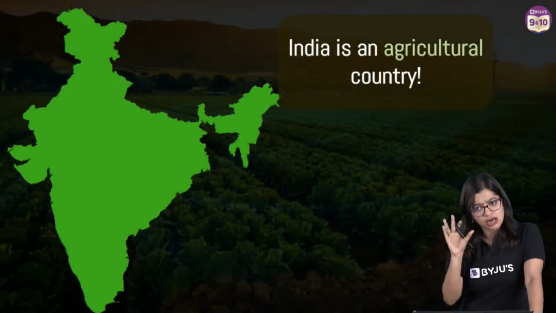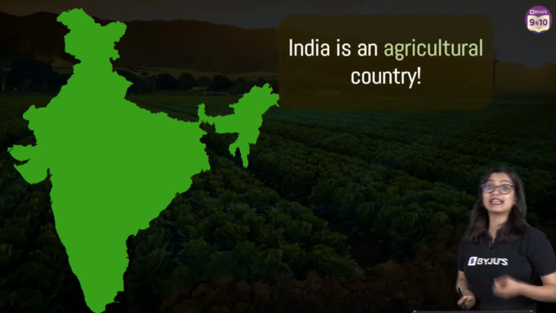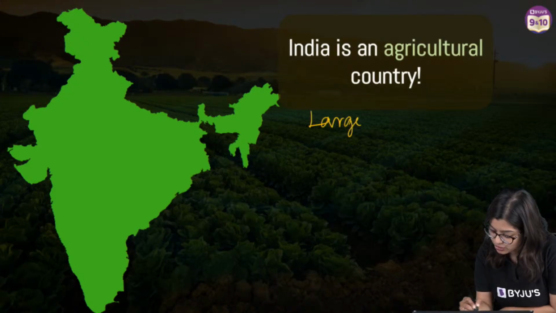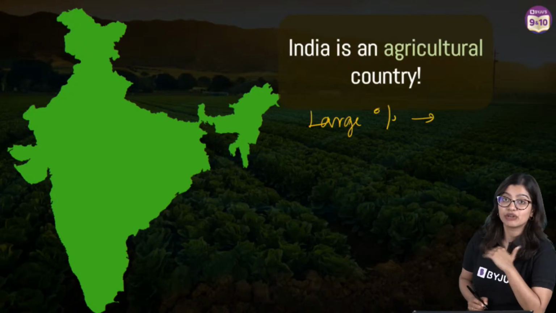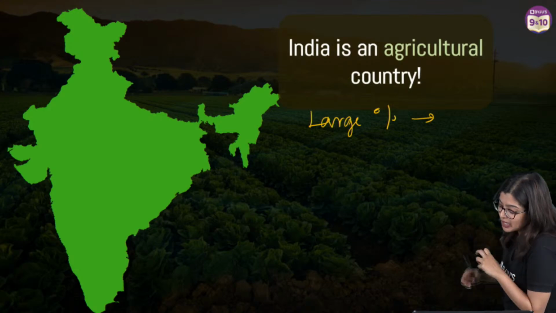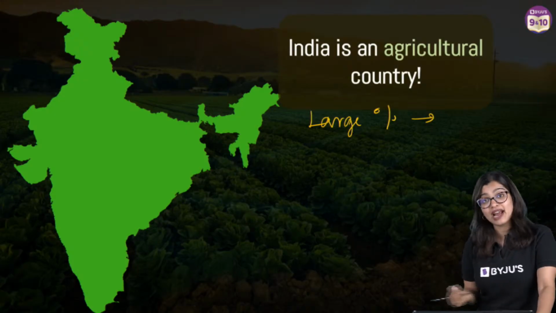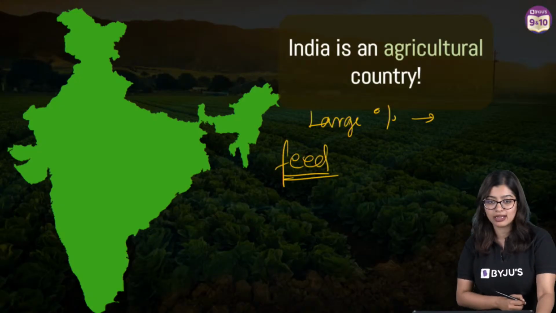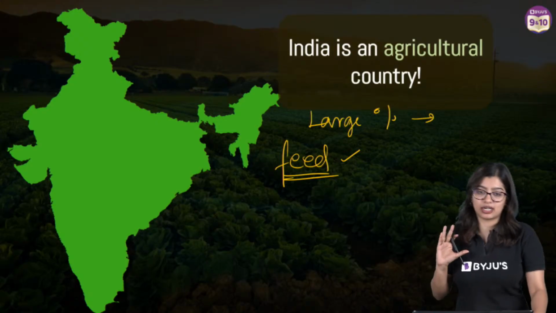And when we talk about this term agriculture, our country is an agricultural country. Now, why do I say India is an agricultural country? Because if you think about it, a large percentage of the population depends on agriculture for their livelihood. That means many people in our country are actually farmers. And along with that, to feed all the people in our country, we need to do agriculture. Yes or no? We all need to do agriculture to feed the people in our country.